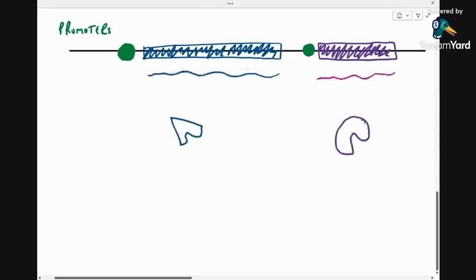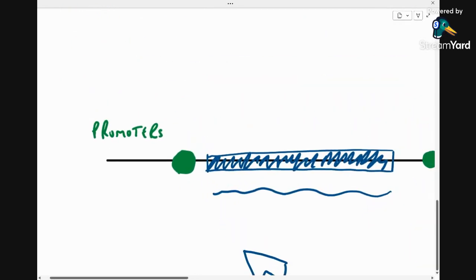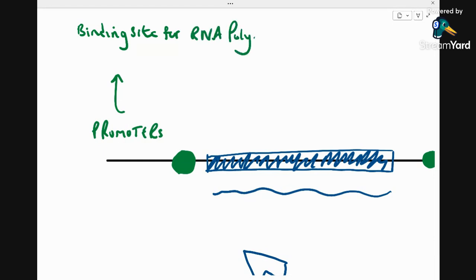The function of the promoter, if I write that here, is essentially the binding site for the enzyme that's going to carry out transcription, which is RNA polymerase. Easy to remember because it's a polymerase, so it's going to take loads of monomers and put them together to form a polymer, and it's going to do that with RNA nucleotides, ribonucleic acids.